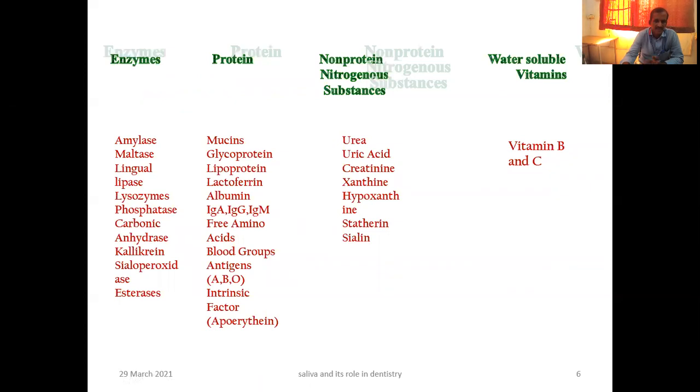Okay, and now the chemical constitution, the composition of the saliva: the enzymes, the proteins, the non-protein nitrogenous substances, and the water soluble vitamins. These four things are present in the saliva. And when it comes to the enzyme part, the most important is the salivary amylase. Salivary amylase is the important enzyme that is seen in the saliva.